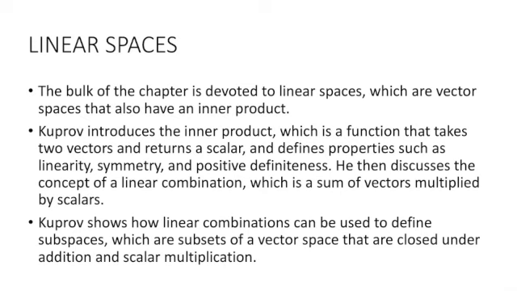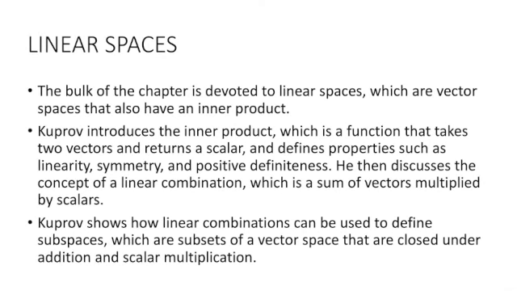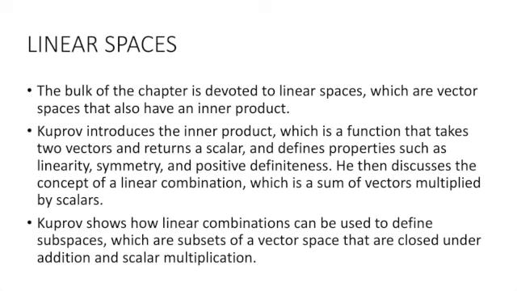That takes two vectors and returns a scalar, and defines properties such as linearity, symmetry, and positive definiteness. He then also discusses the concept of linear combination, which is the sum of vectors multiplied by scalars, showing that linear combinations can be used to define subspaces, which are subsets of a vector space that are closed under addition and scalar multiplication.